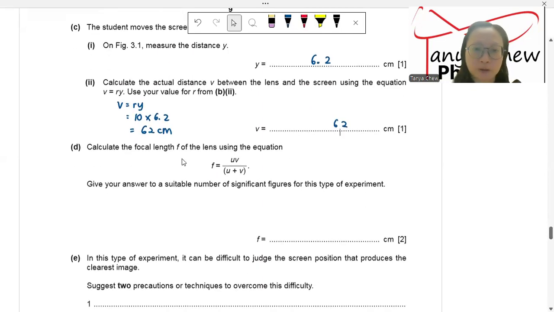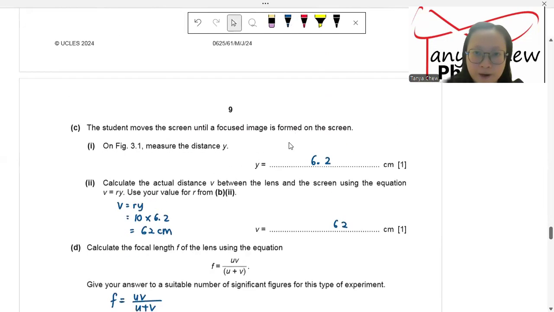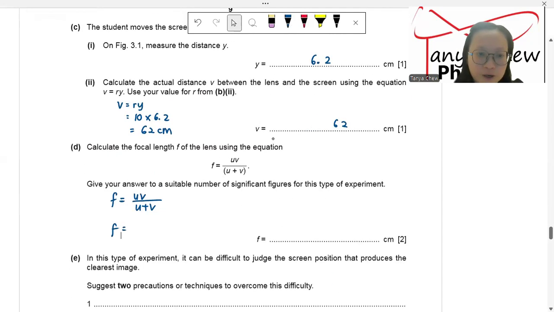D, calculate the focal length f of the lens using the equation f is equal to uv over u plus v. Give your answer to a suitable number of significant figures for this type of experiment. Now, let me calculate this first, and I'll give you a tip after that. f is equal to uv over u plus v. I'm just copying it back. Let me check my value of u. Oh, it is 20. 20 times v, 62, divided by u plus v, 20 plus 62.